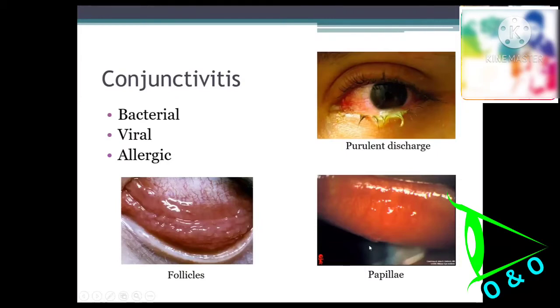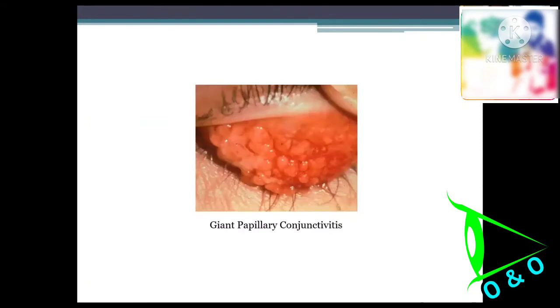Sometimes you have a mix. Oftentimes you'll have a mix of both papillae and follicles. So you may not have such a classic appearance, but those are the ways you distinguish papillae and follicles. Papillae are most classically seen in allergic conjunctivitis, but you can also see them with bacterial conjunctivitis as well. Giant papillary conjunctivitis is seen here. So you have these really large bumps on the conjunctiva, especially when you flip over the upper lid. And this is classically seen as a reaction to contact lenses.